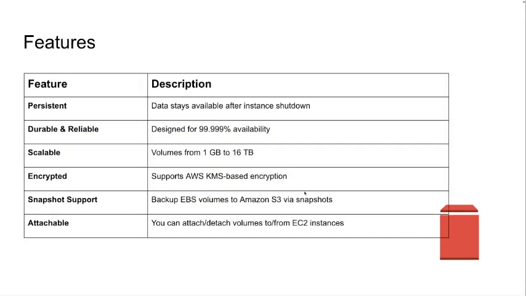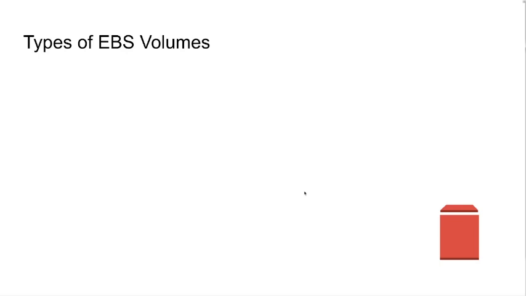Alright, the features are easily described here. Persistent, data stays available after instance shutdown. It's durable and reliable. It's scalable, you can scale volumes from 1 gig to 16 terabytes. You can encrypt it, and it has snapshot support, which means you can back up your EBS volume and attach it to a different EC2 instance, as the case may be. So it's attachable, you can attach and detach volumes to and from your EC2 instance.